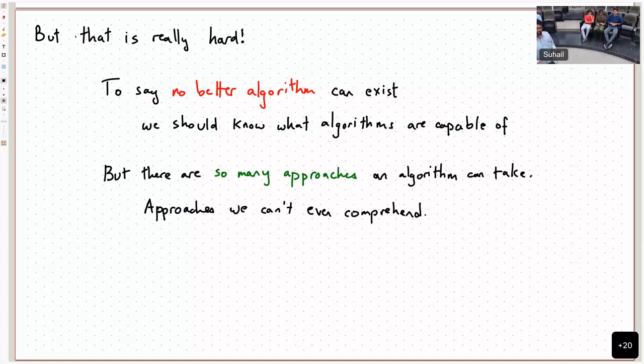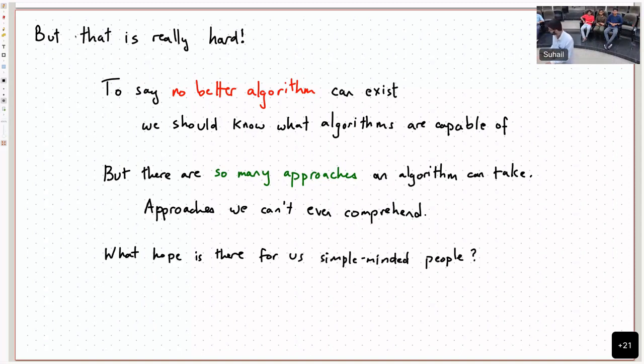And the reason why this is so complicated is if we want to know what an algorithm can do, we should understand all the approaches that an algorithm can possibly take. But every time you see a new algorithm that's surprising, our first reaction is, oh, I didn't know we could do that. That's because there are approaches that we haven't thought of yet, and there are approaches that are really complicated, approaches that we can't even comprehend. And if there are approaches that we can't comprehend, what hope is there for us, simple-minded people, to prove the lower bound against such a complicated object?